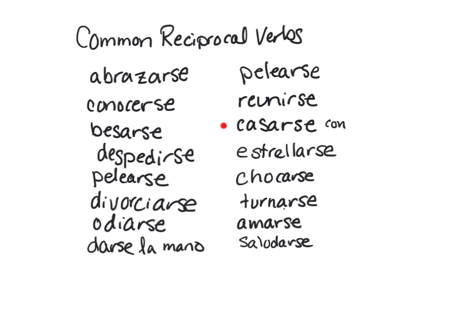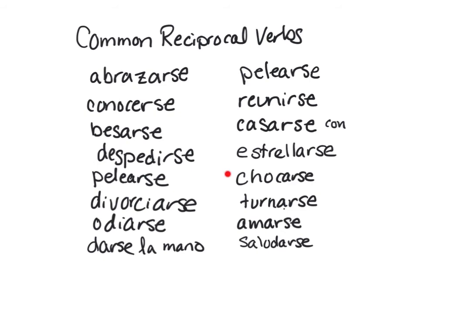Casarse is to get married. So I'm marrying you, you're marrying me. We're not marrying ourselves, we're marrying each other. And just a side note, in English you get married to someone, and in Spanish, I think it's lovely, you get married with someone. So if you're going to say someone's name after this, you need to use the word con and not to or a.